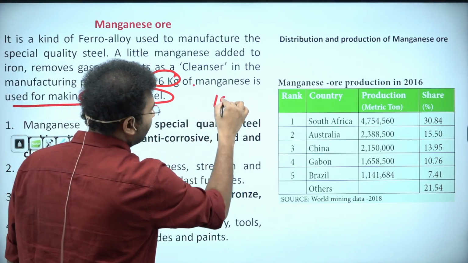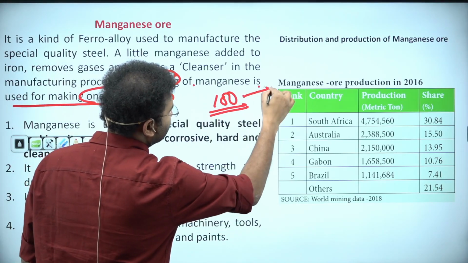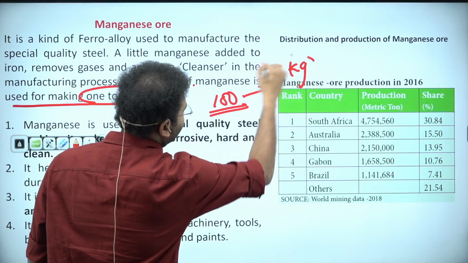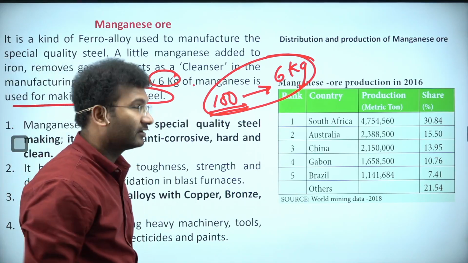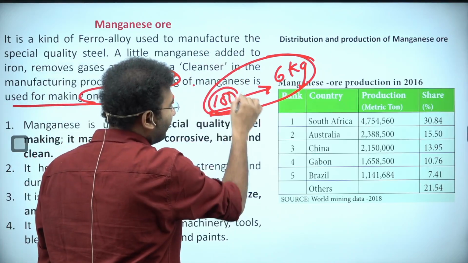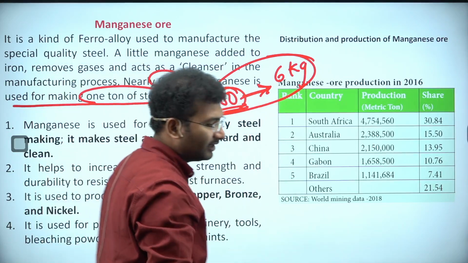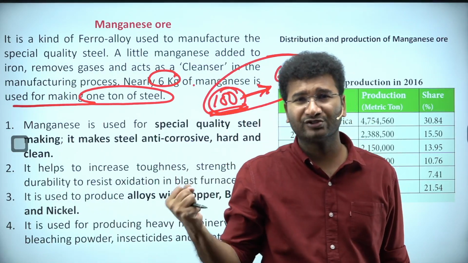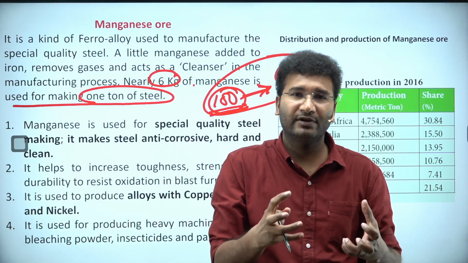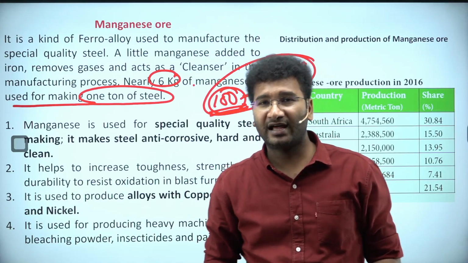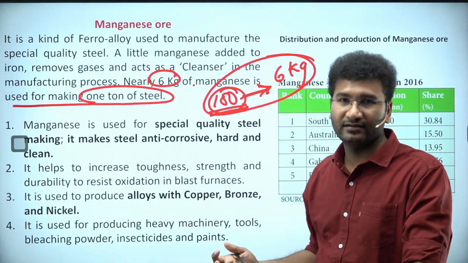That means in 100 kgs, 6 kg of manganese is used in steel making. It is called an alloy. Alloy means when one product is mixed with another product to make it a little more strengthened. For iron, you add manganese, it will become an alloy, and this alloy will become stronger, right?